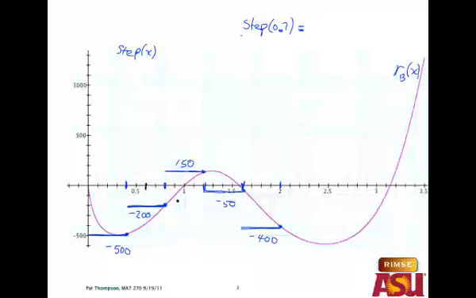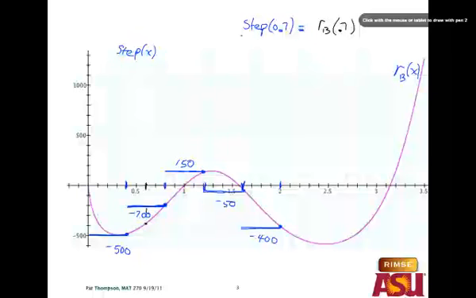Is it RB of 0.7? RB of 0.7. So let's look at RB of 0.7. What is RB of 0.7? We come here to 0.7, and if we're doing RB, then we're looking at that. That's RB of 0.7. So is that what step of 0.7 is? No. Okay, you want to try again? You got the right idea, but it's not RB of 0.7 because RB of 0.7 is down here. So it's RB of something else.